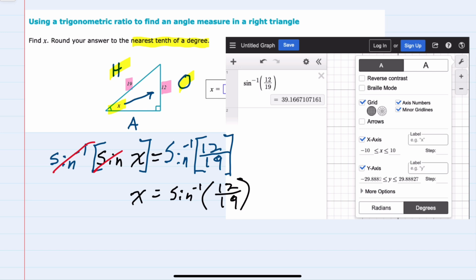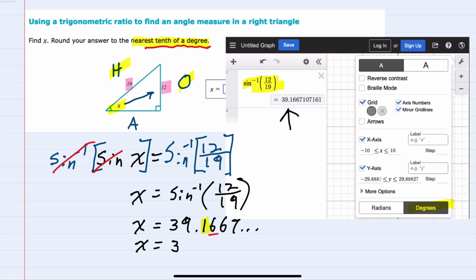I've used Desmos here to calculate the inverse sine of 12 over 19, making sure whichever calculator I'm using, I'm in degrees, since I was asked for the angle in degrees. This gives our angle x in degrees, but we are rounding to the nearest tenth. The nearest tenth is this digit. With a 6 behind it, I would round up. So the value of our angle x is 39.2 degrees.